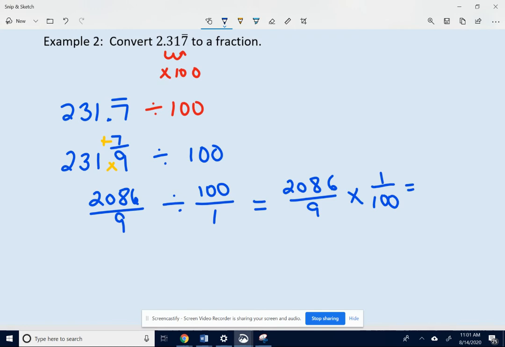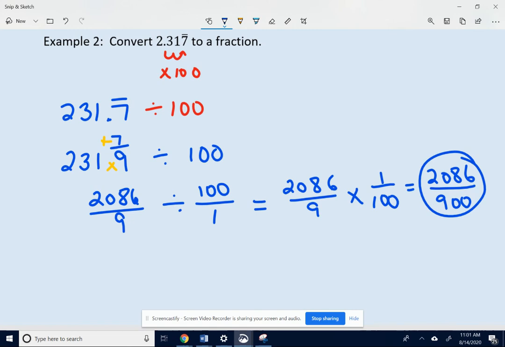Multiply the tops. I'm not worried about things being reduced on this particular lesson. I'm not even worried about that. I just want to make sure you can prove that they're fractions. So 2,086 times 1 is 2,086. 9 times 100 is 900. So 2.317 repeating is equal to the fraction 2,086 over 900.